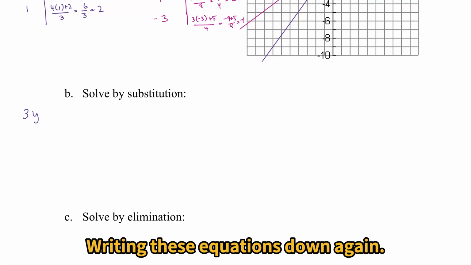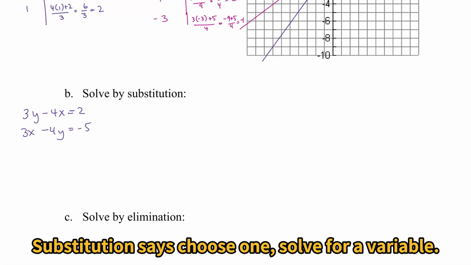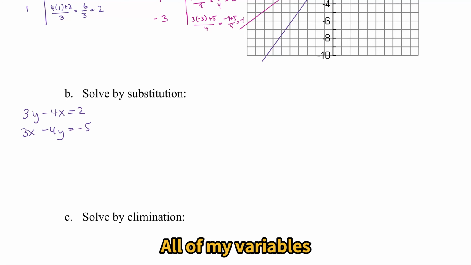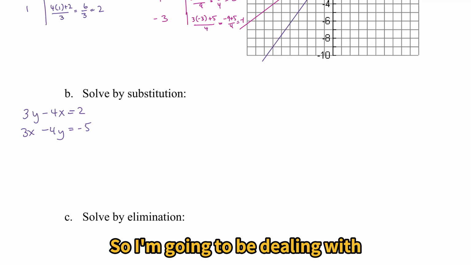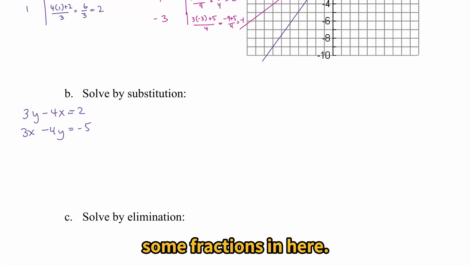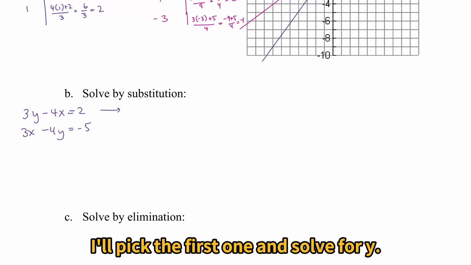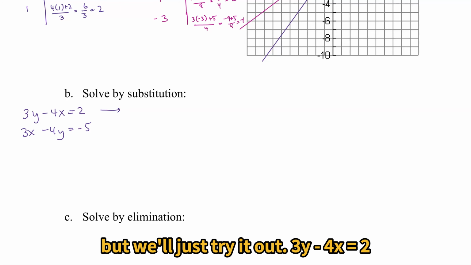Writing these equations down again, 3y minus 4x equals 2. 3x minus 4y equals negative 5. Substitution says choose one, solve for a variable. And in this case, there isn't an easy choice. All of my variables have coefficients on them that are not 1, so I'm going to be dealing with some fractions in here. So it really doesn't matter what we pick. I'll pick the first one and solve for y.